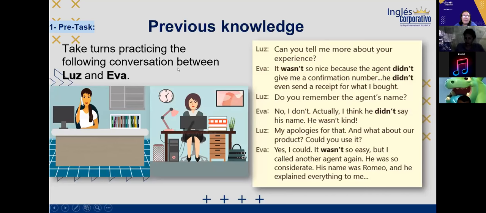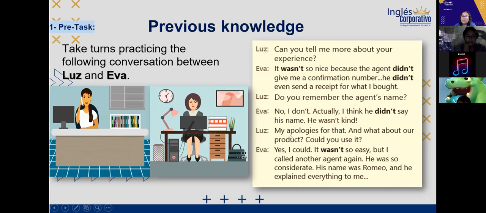Perfect. Okay, we have a conversation. Finally, a conversation. Take turns practicing the following conversation between Luz and Ivan. Luz says, can you tell me more about your experience? And Ivan, it wasn't so nice because the agent didn't give me a confirmation number. And he didn't even send a receipt for what I bought. Do you remember the agent's name? No, I don't. Actually, I think he didn't say his name. He wasn't kind.